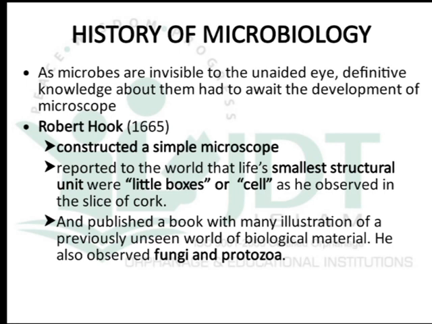The major turning point in the history of microbiology was the discovery of the microscope. Robert Hooke, in 1665, was the first one who constructed a simple microscope. By using that simple microscope, he reported to the world that life's smallest structural units were little boxes or cells, which he observed in a slice of cork. After studying these cells, he published a book with many illustrations of the previously unseen world of biological materials, and he also observed fungi and protozoa.